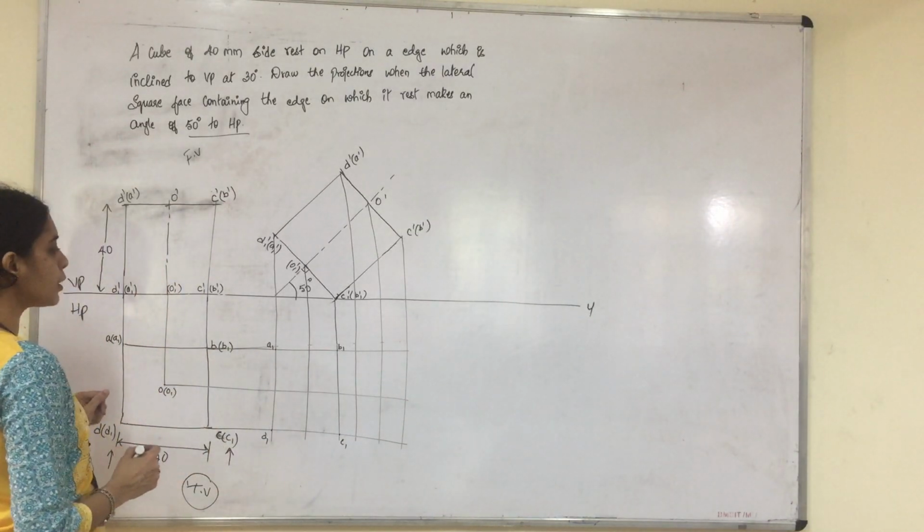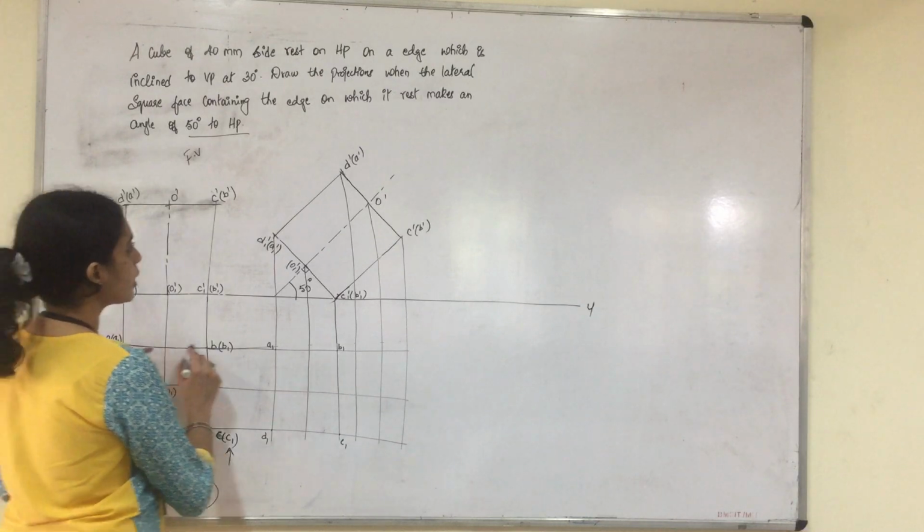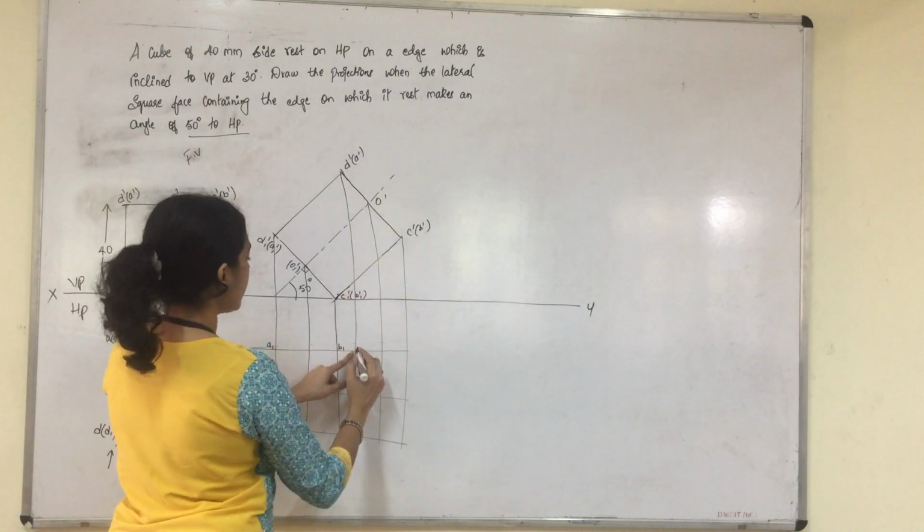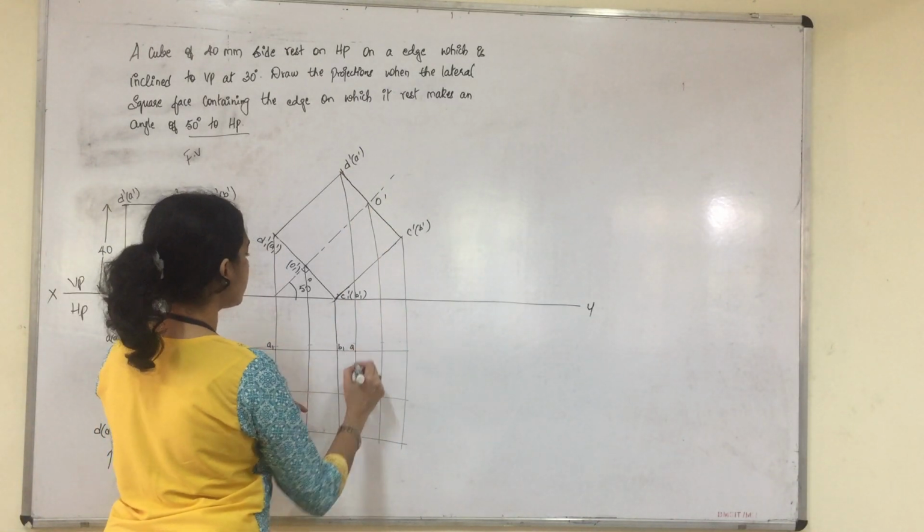Similarly, we have to name the top surface. The locus of A is meeting A dash at this point, so this is our A.